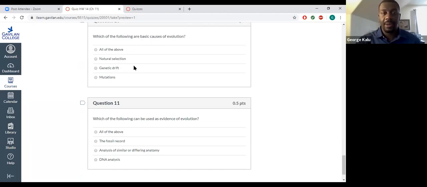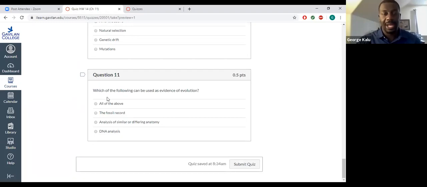Which of the following are basic causes of evolution? Again, we have natural selection, genetic drift, mutations, or all of the above. All right, all of the above, perfect. So all those can cause evolution as well as migration and non-random mating.